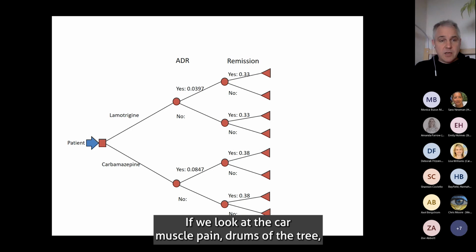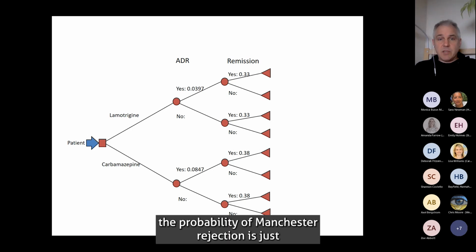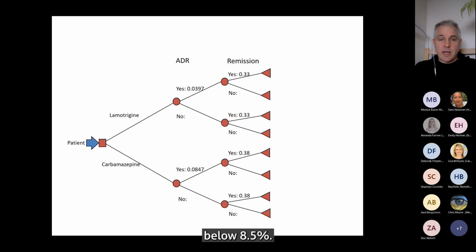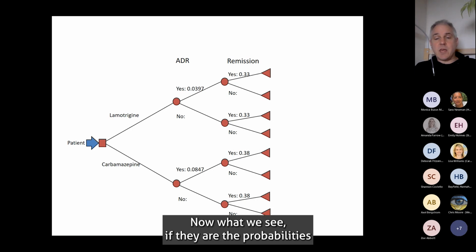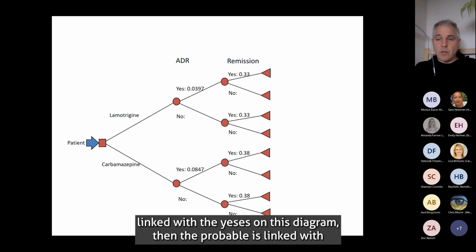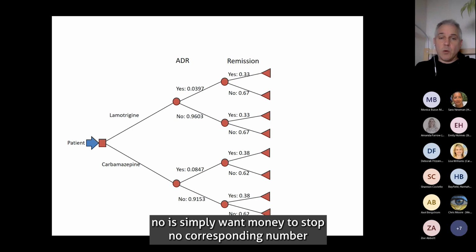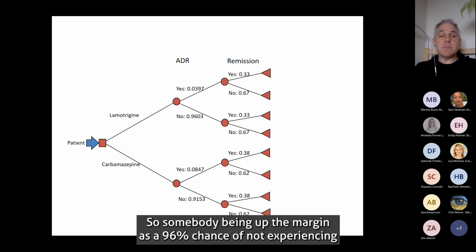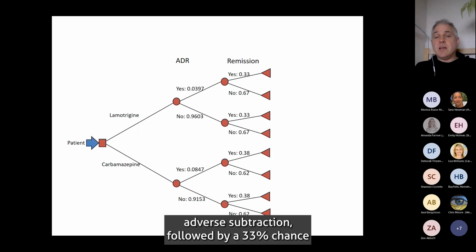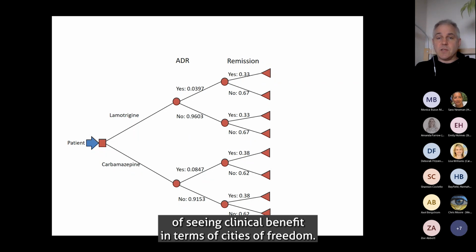If we look at the carbamazepine branch of the tree, the probability of adverse drug reaction is just below 8.5%, and the probability of remission is 38%, or 0.38. Now, obviously, if they are the probabilities linked with yeses on this diagram, then the probabilities linked with no is simply 1 minus that corresponding number in each case. So somebody being prescribed lamotrigine has a 96% chance of not experiencing an adverse drug reaction, followed by a 33% chance of seeing clinical benefit in terms of seizure freedom in 1 year.